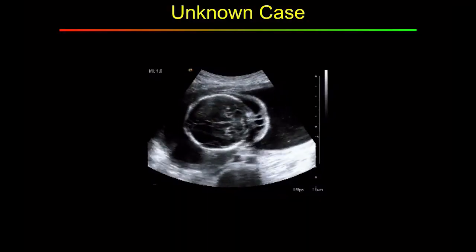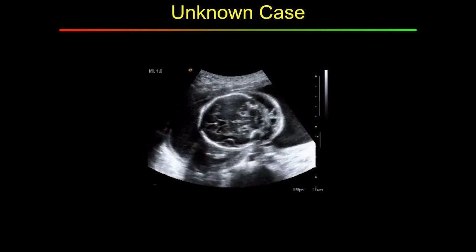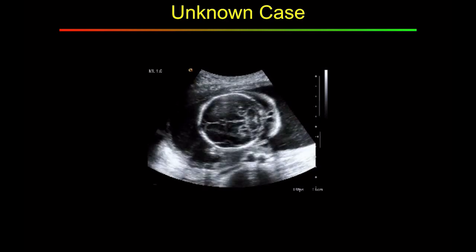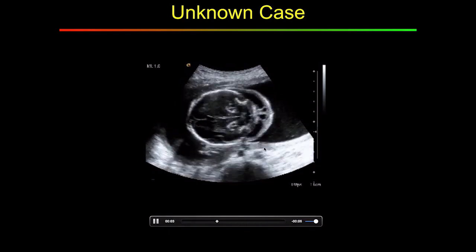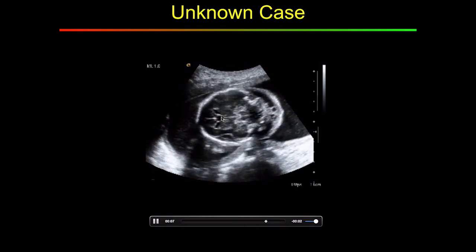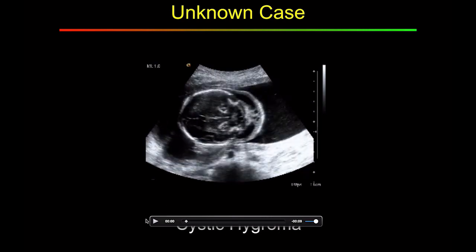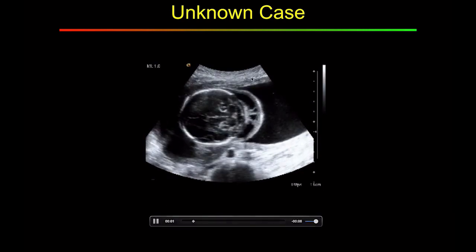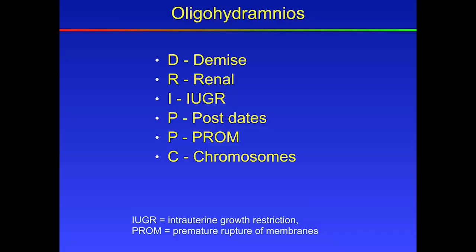This is an unknown case. Just to get you started, we're looking at the fetal head. So this is the nuchal area with the posterior fossa right here, the cavum and the frontal horns here. And this is a cystic hygroma, which is because of this thickening and septations in the neck region.